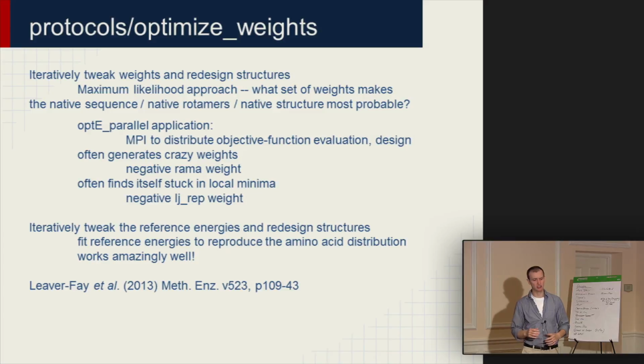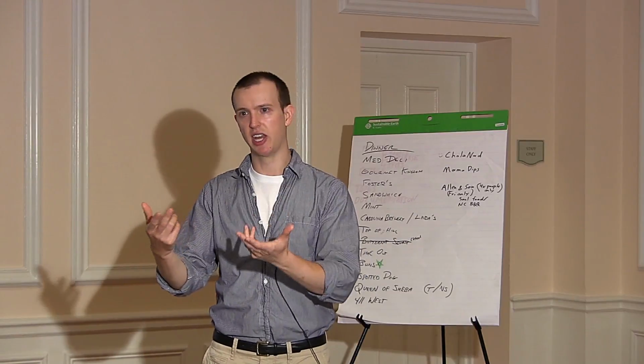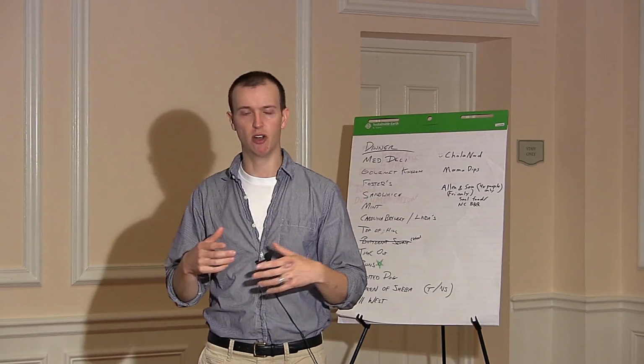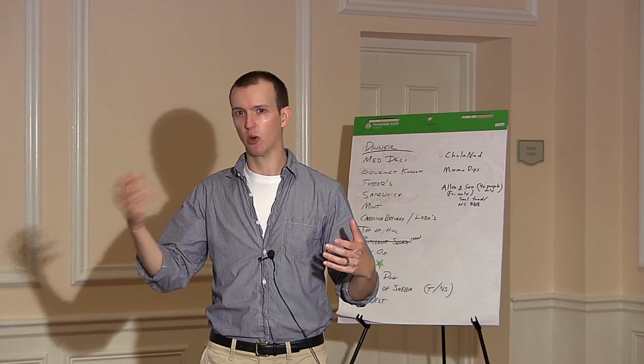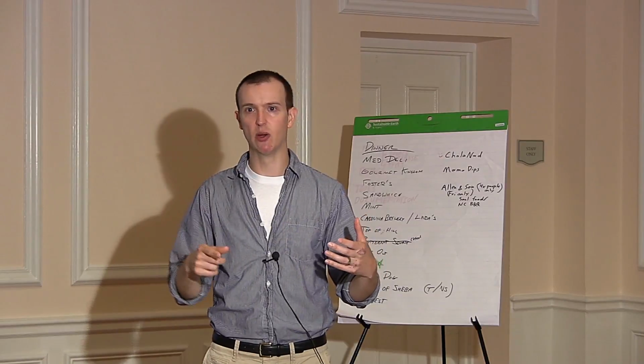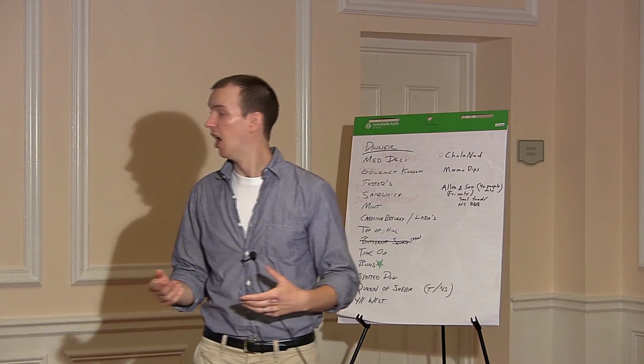I can tell you a little bit about the optimized weights directory. So in here is the code for the opt-e protocol. Its idea is to iteratively tweak the weights and then to redesign structures. And the weight tweaking takes a maximum likelihood approach, where you have some large amount of data, and you ask, what is the score function that makes this data most likely? So your data could come from, say, the sequences for a set of training proteins. Like, what score function makes the observed amino acid sequence the most likely sequence?